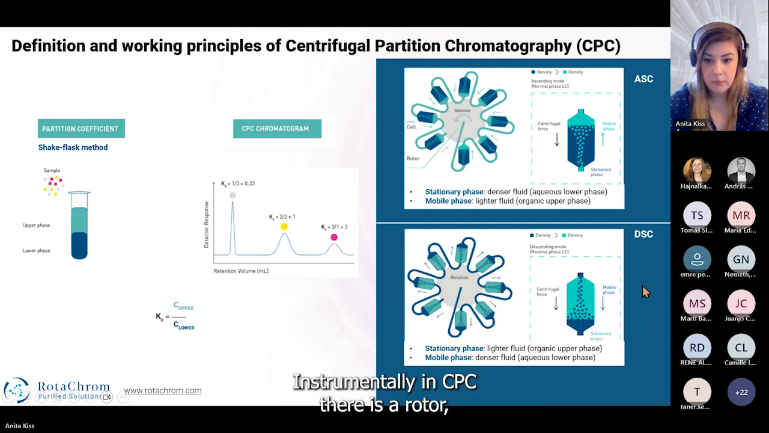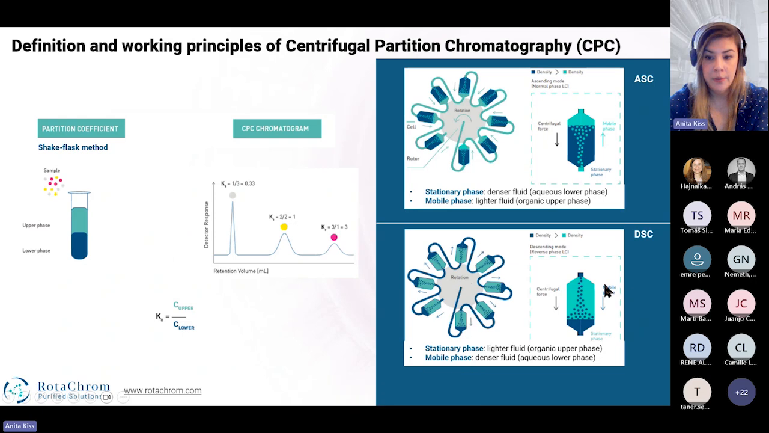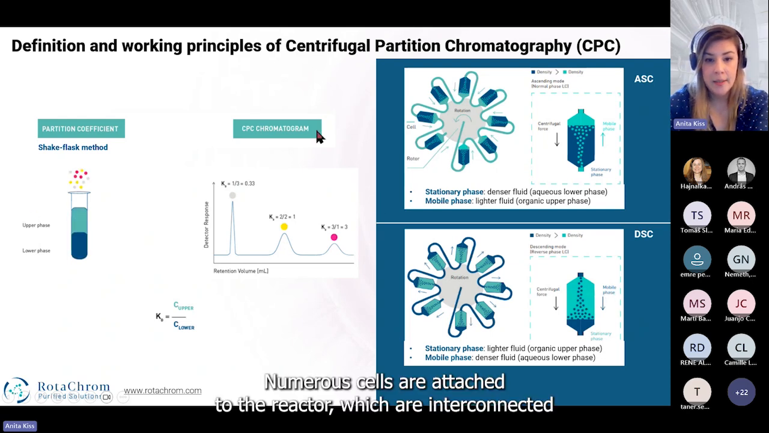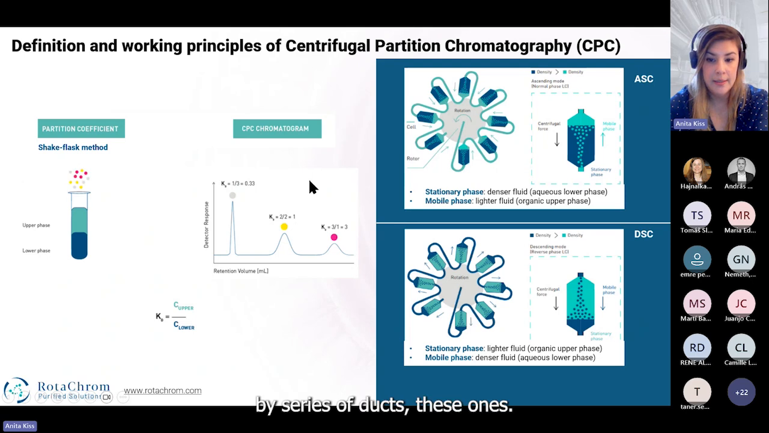Instrumentally, in CPC, there is a rotor instead of a column, and that is where the separation actually takes place. Numerous cells are attached to the rotor, which are interconnected by a series of ducts, these ones.